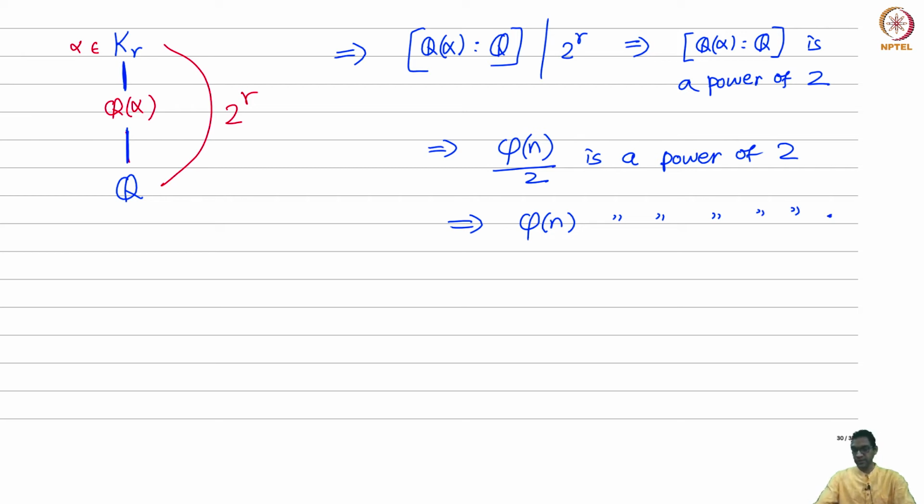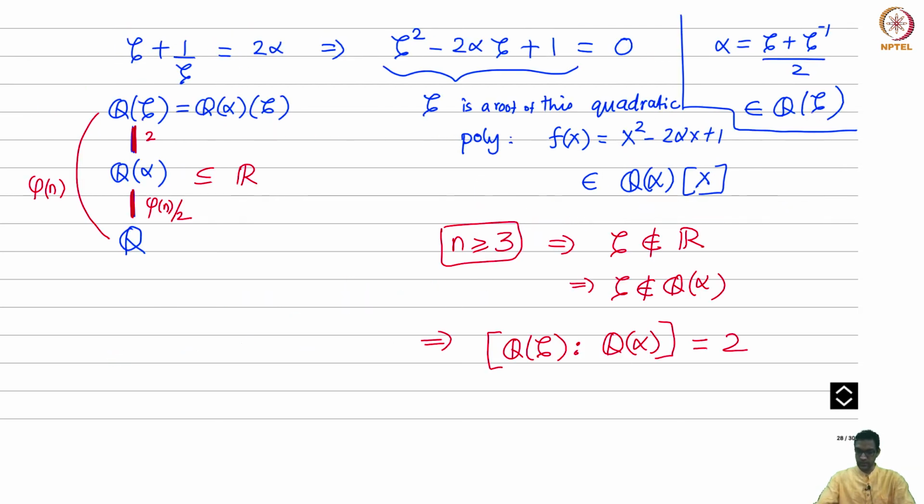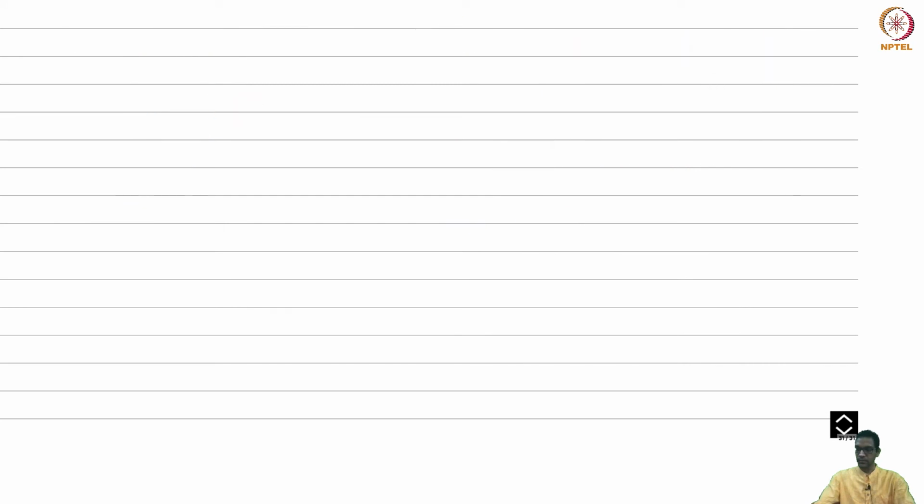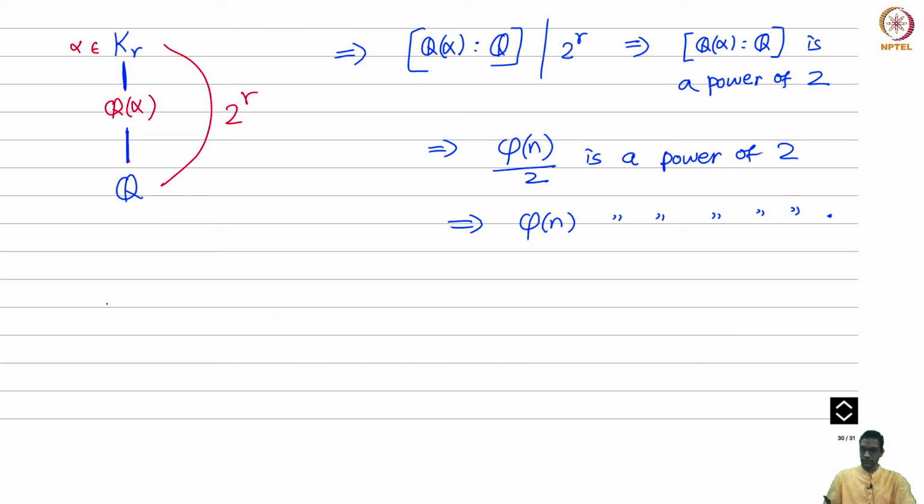That's exactly what we wanted to prove. Phi(n) is a power of 2. So one direction is proved. Let's prove the converse. Let's go back. What did we want to prove? Cosine is constructible if and only if phi(n) is a power of 2. So we have shown one way implication. Now let's do the converse. If phi(n) is a power of 2, okay, so converse.